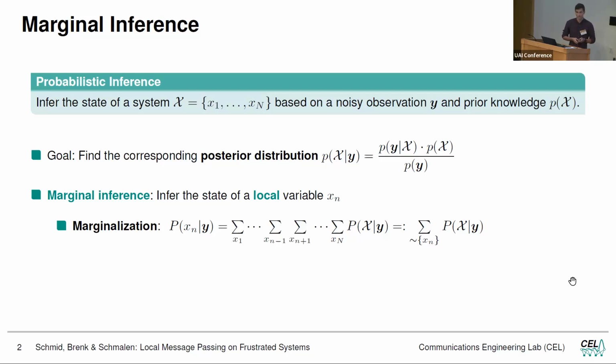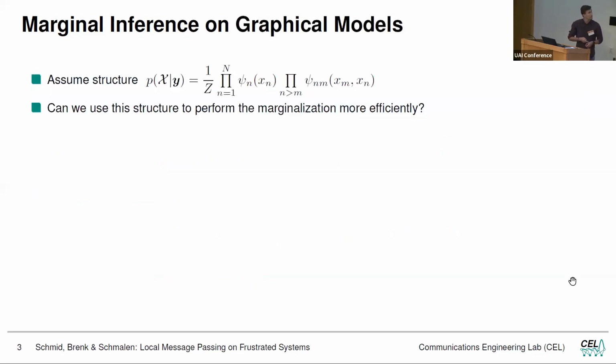So what we usually need to do is to come up with some kind of efficient way to do so. And I want to motivate using message passing on graphs to do so. For this, we assume that our system has a certain structure, so that the variables are somehow independent. And this translates into this factorization in the probability density function.